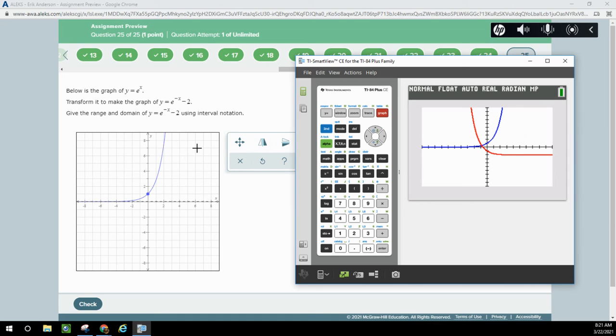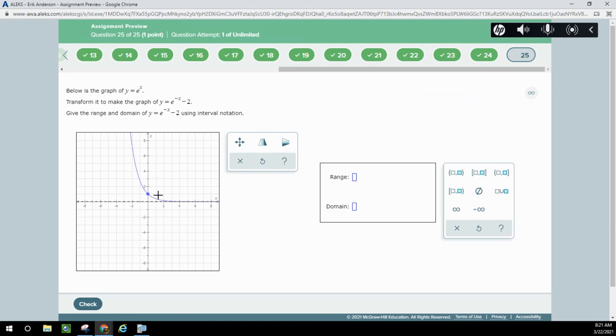So how do we do this? First, we're going to click this function to reflect it across the y-axis. We're going to click this function to drag it down 1, 2 units. They ask these in a backwards order. The range is going to be everything above -2. So we need -2, going up to positive infinity. And the domain is all real numbers, so -infinity to infinity.